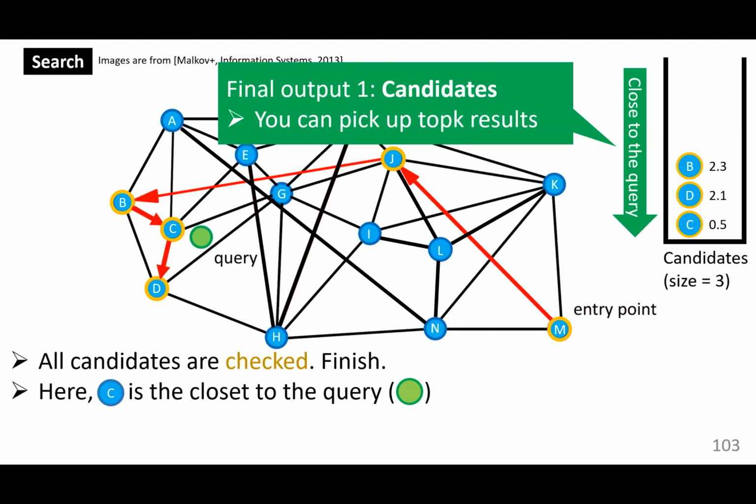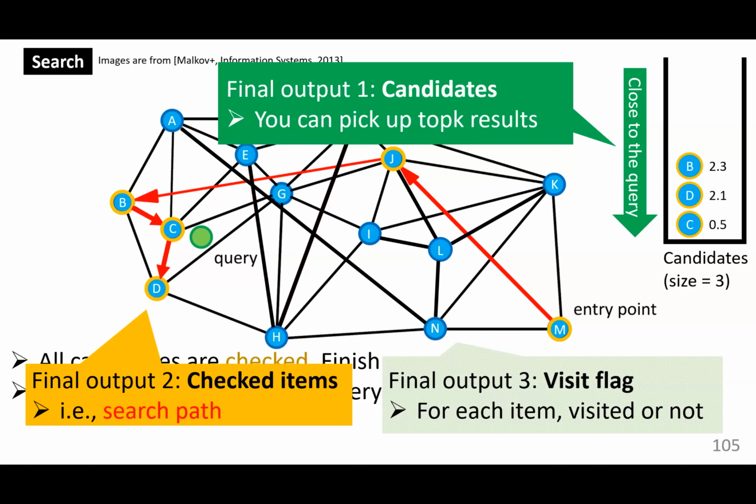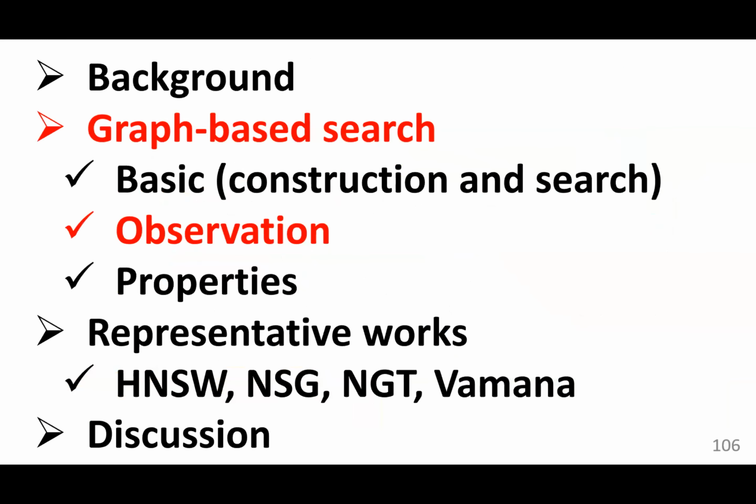What I said, so it's the candidate. Another output is the checked items. This means the search path, this red path. We know the checked items, so we can just create those arrows. This is also obvious. The third thing is a visit flag. For each item, we record visited or not. It's an additional thing we can get if we want, depending on the algorithm. Okay, this is search. I introduced background and graph-based search basic stuff.